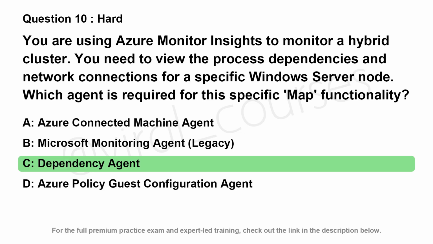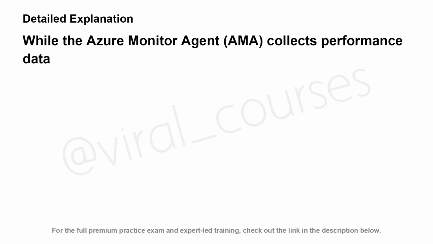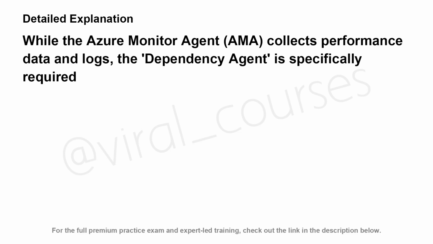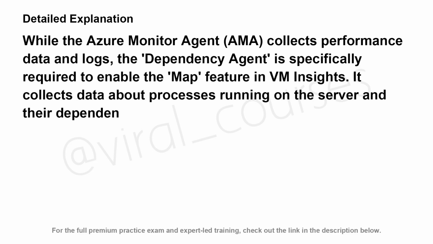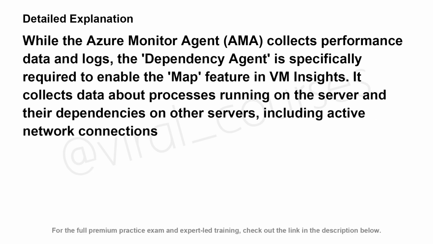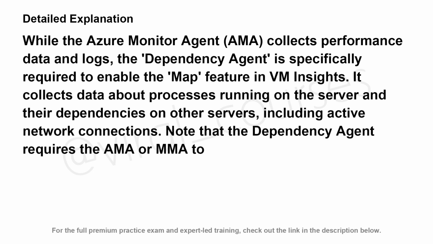The correct answer is C. While the Azure Monitor Agent, AMA, collects performance data and logs, the Dependency Agent is specifically required to enable the Map feature in VM Insights. It collects data about processes running on the server and their dependencies on other servers, including active network connections. Note that the Dependency Agent requires the AMA or MMA to be present to function.